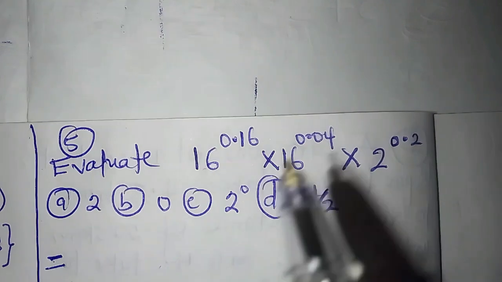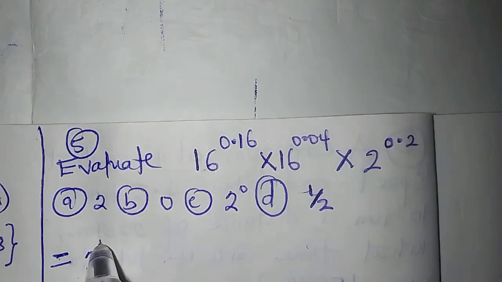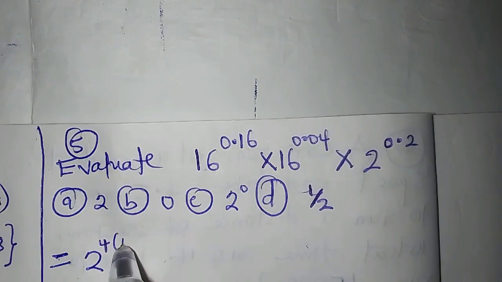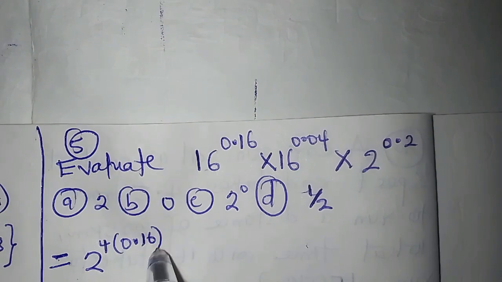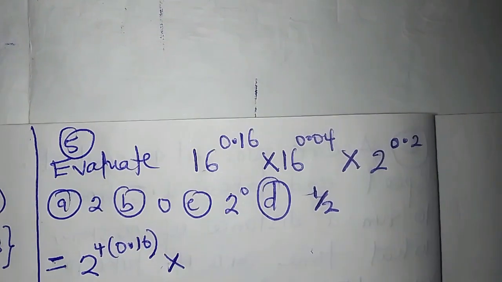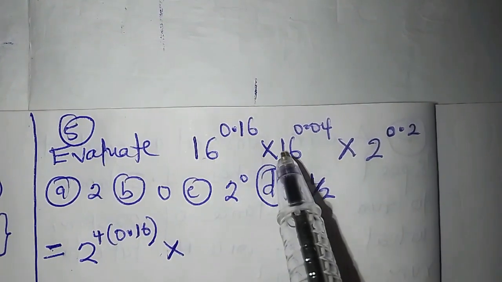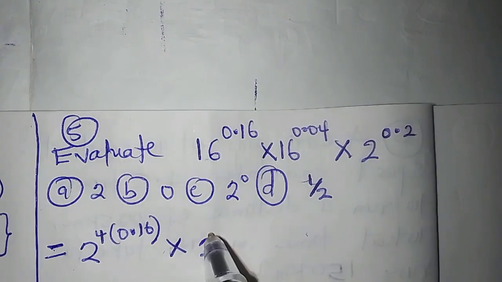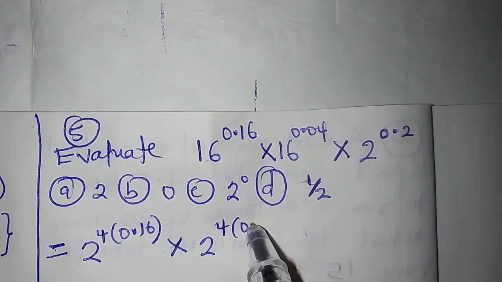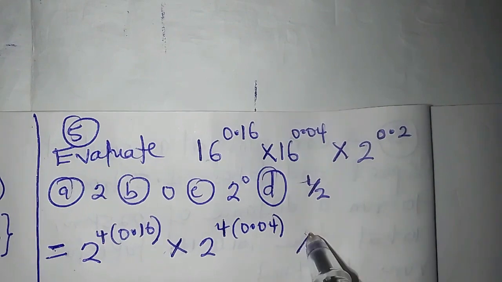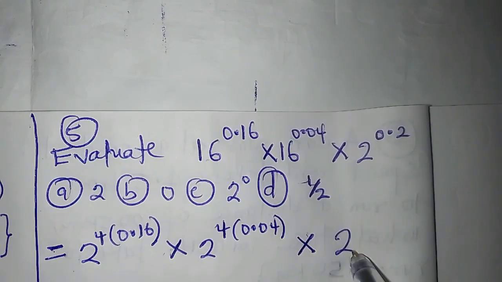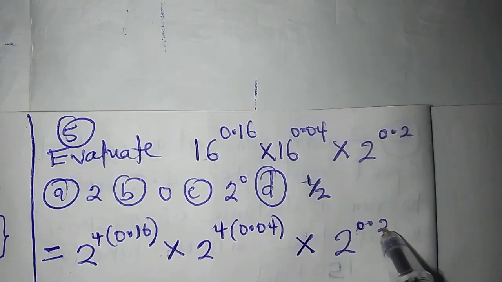16 is 2 to the power of 4. So this is 2 to the power of 4 in bracket 0.16, times this same 16, which is 2 to the power of 4. So it will now be 2 to the power of 4, 0.04, times this, which is already 2 to the power of 0.2.